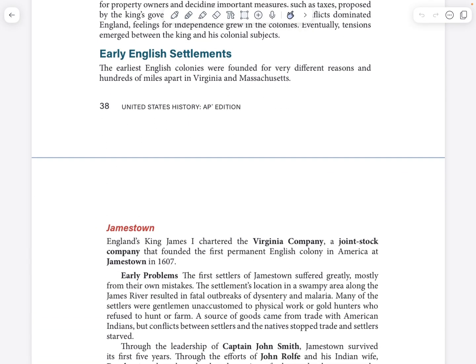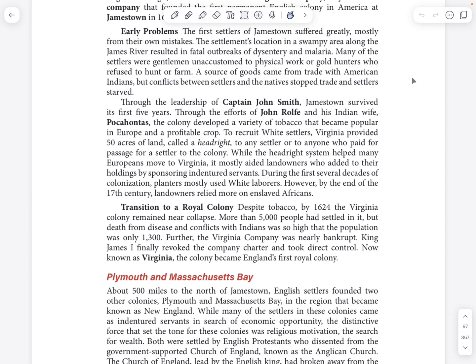Early English settlements. The earliest English colonies were founded for very different reasons and hundreds of miles apart in Virginia and Massachusetts. Jamestown. England's King James I chartered the Virginia Company, a joint stock company that founded the first permanent English colony in America at Jamestown in 1607. Early problems. The first settlers of Jamestown suffered greatly, most from their own mistakes. The settlement's location in a swampy area along the James River resulted in fatal outbreaks of dysentery and malaria.